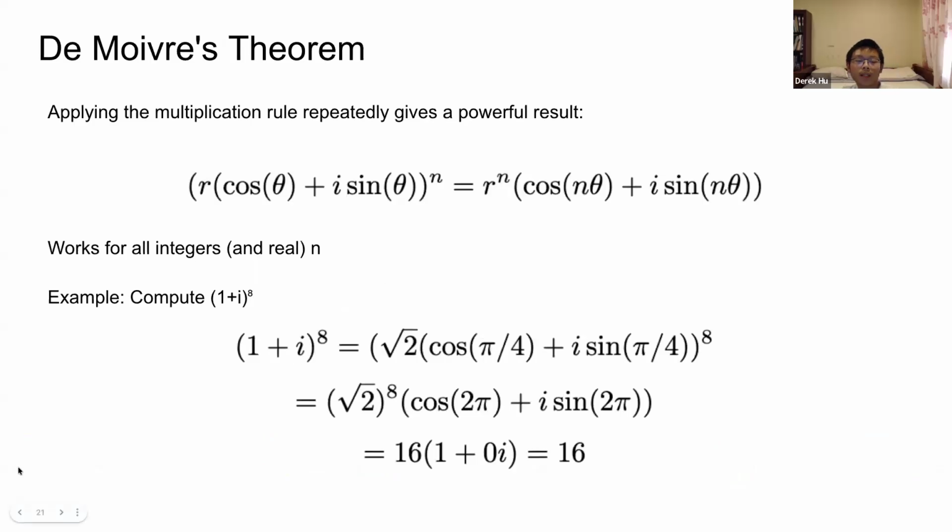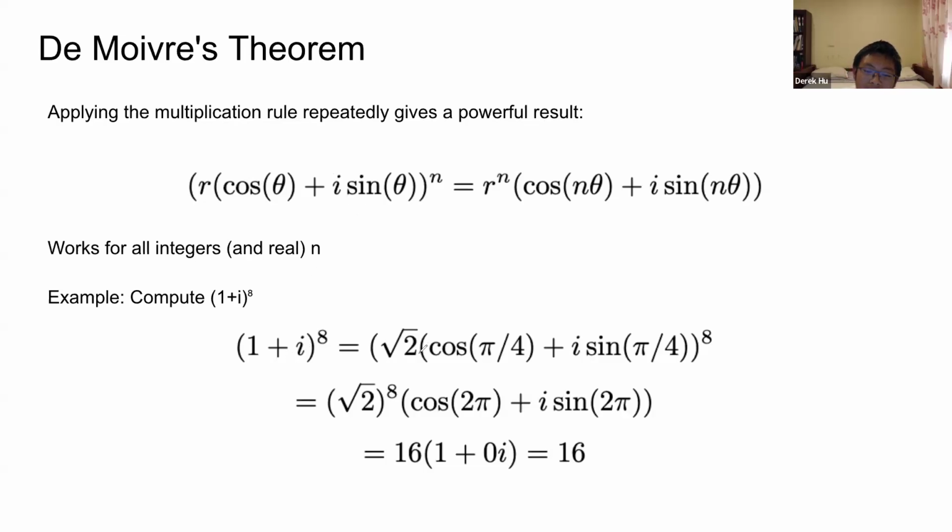Now, with this multiplication rule, we can arrive at De Moivre's theorem, which is as stated here. You just basically apply what we did multiple times to arrive at the exponentiation. And this works for all real n. And here we have an example, 1 plus i to the eighth. If we try to compute this by hand, it'd be really painful. However, we can use De Moivre's theorem and it becomes much simpler.